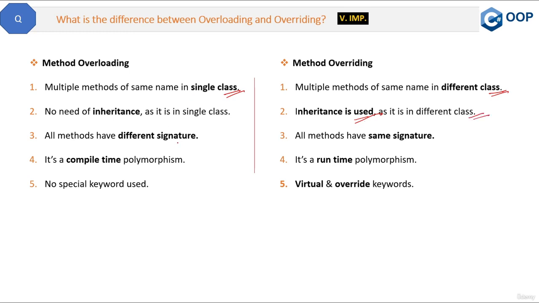Then in overloading, all methods have different signatures. Okay. But in overriding, all methods have the same signature. Overloading is a kind of compile time polymorphism and overriding is runtime polymorphism. And in overloading, no special keyword is used, whereas in overriding, virtual and override keywords are used. I hope the differences are clear to you and you can remember 3 to 4 differences out of all these differences. That will be great.